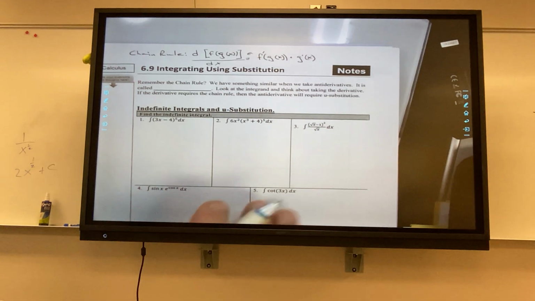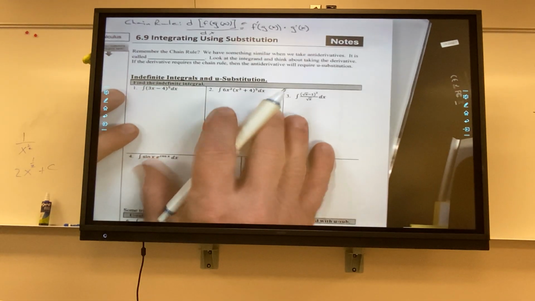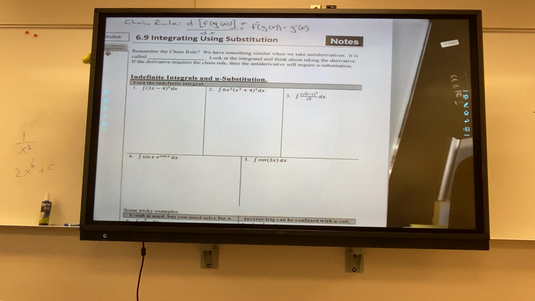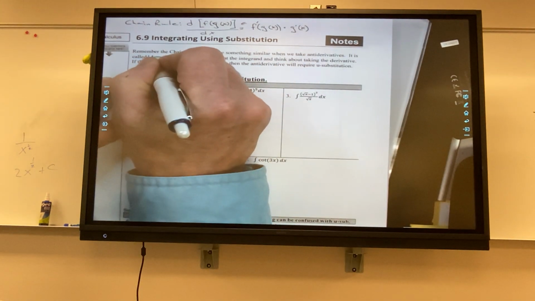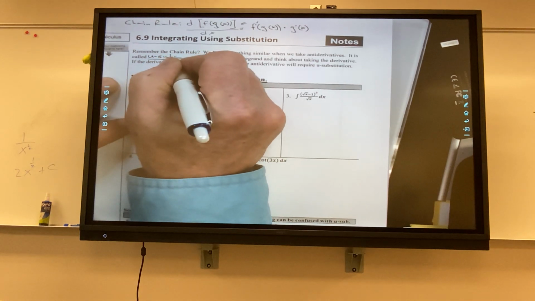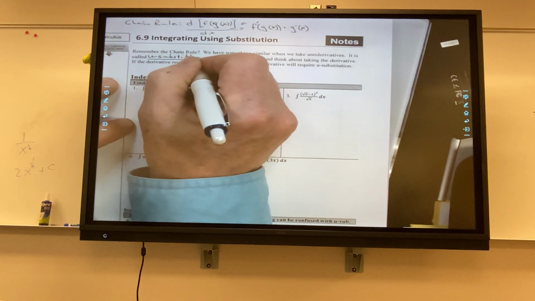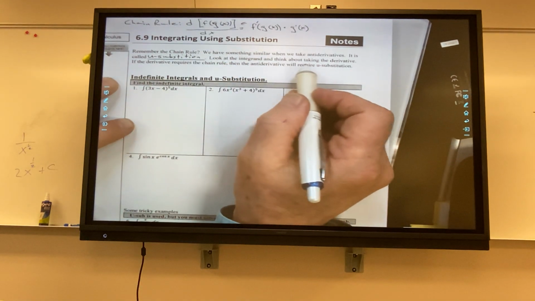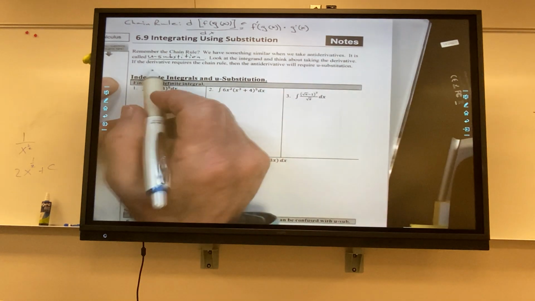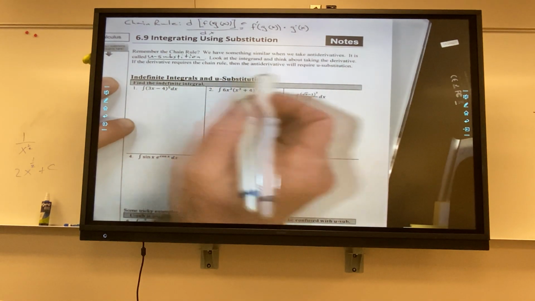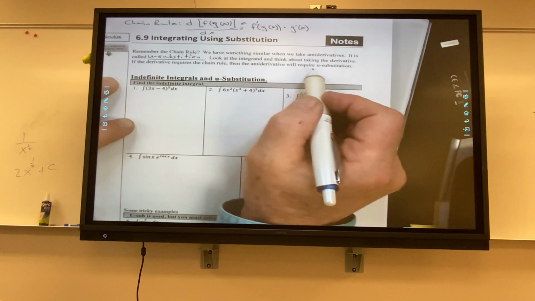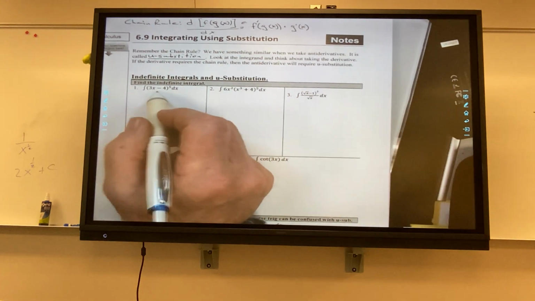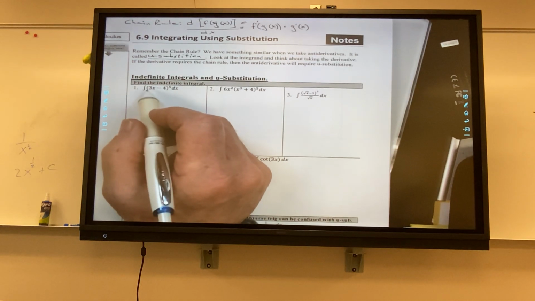Alrighty. So remember the chain rule, we have something similar when we're taking antiderivatives. It is called U substitution. Look at the integrand. Think about taking the derivative. If the derivative requires the chain rule, then the antiderivative will require U substitution. So, what I do is I always look for some grouping.